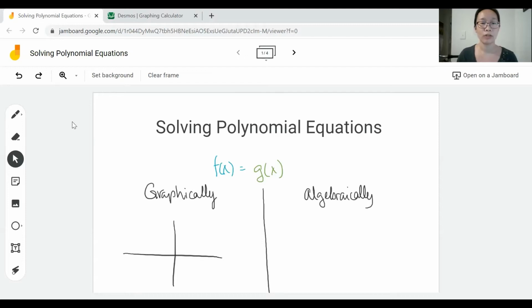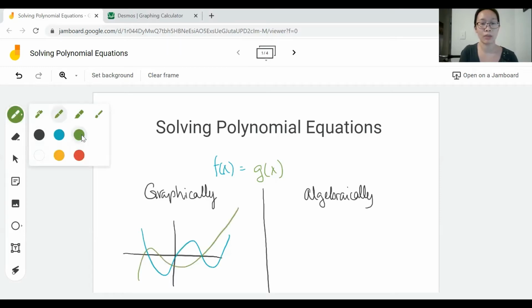Before we get into the specifics of how to do that, let's recap what it means for two polynomials to be equal to each other. When we're looking at them graphically, this means that we are looking at their points of intersection. So if we had these polynomials like this, our points of intersection are here, here, and here. And this only shows us real zeros. It won't show us imaginary zeros.